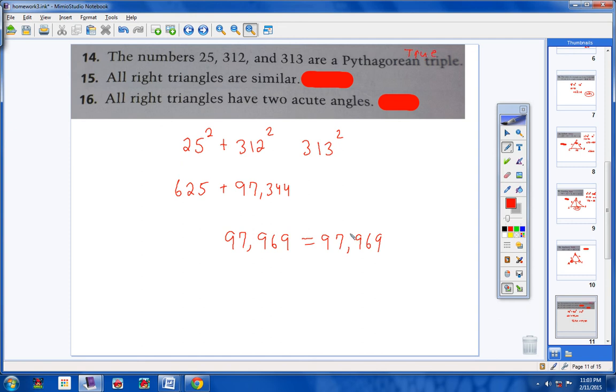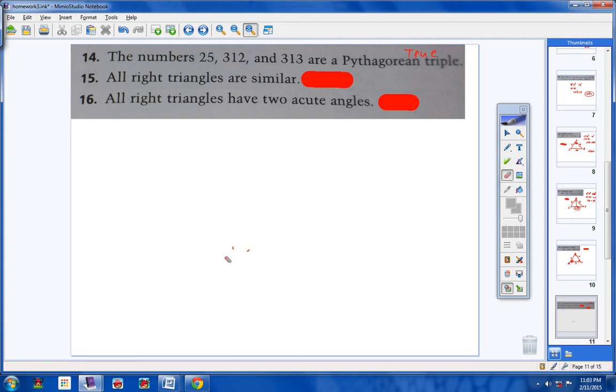Alright. Okay, all right triangles are similar. Well, guys, I mean, look. Think about this for a second. Please listen to me, when any polygons are similar, the angles have to be what? You know, guys, come on. Congruent. And the sides have to be what? Proportional. So, the answer, of course, is there's no way every right triangle is similar.